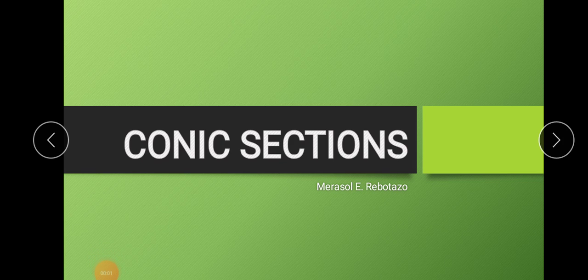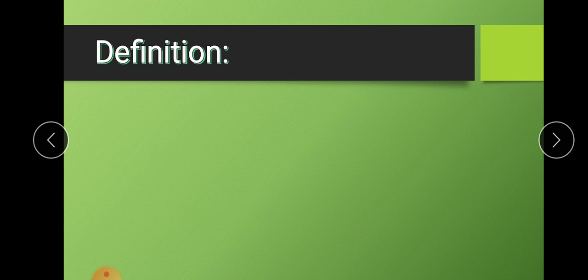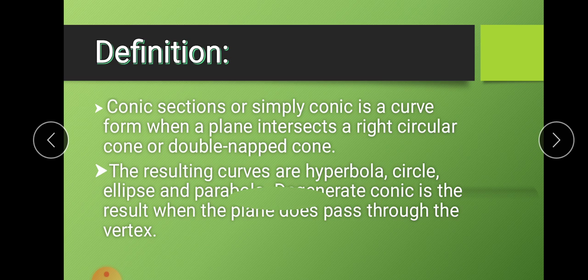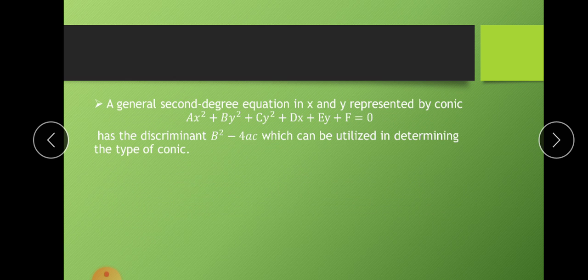Today, our topic is all about conic sections. First, what is a conic section? Conic sections, or simply conics, are curves formed when a plane intersects a right circular cone or double-napped cone. The resulting curves are hyperbola, circle, ellipse, and parabola. A degenerate conic is the result when the plane passes through the vertex.